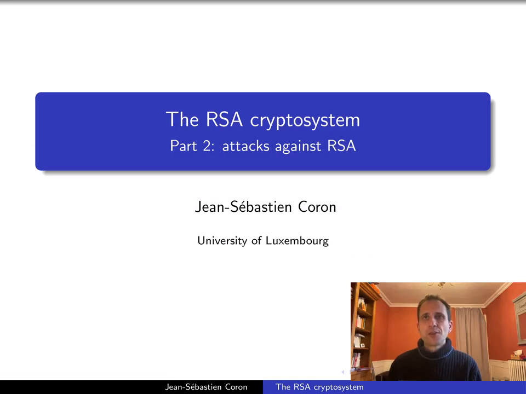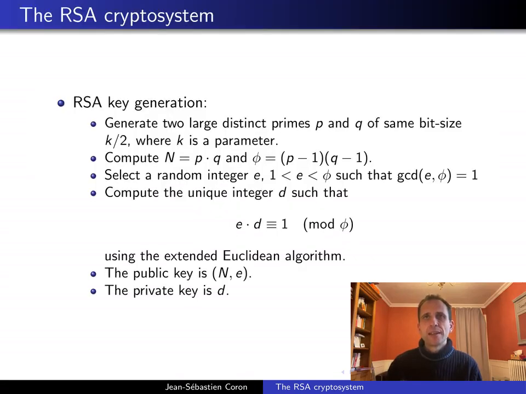The goal of this lecture is to describe the main attacks against the RSA crypto system. So let me recall the RSA crypto system that we have seen in the previous lecture. To generate the key, we first generate two large primes P and Q of the same bit size, K over 2, where K is the security parameter.